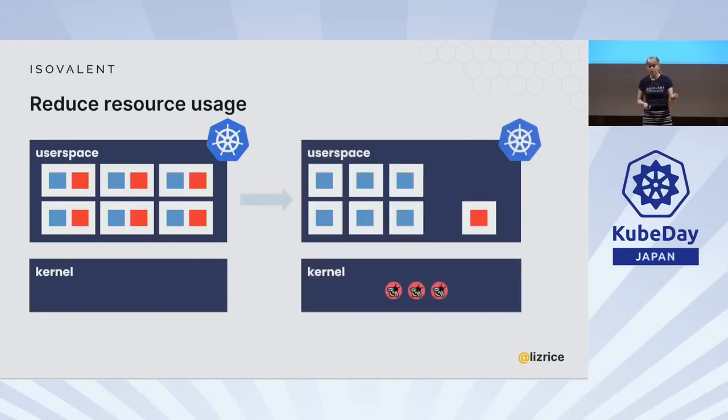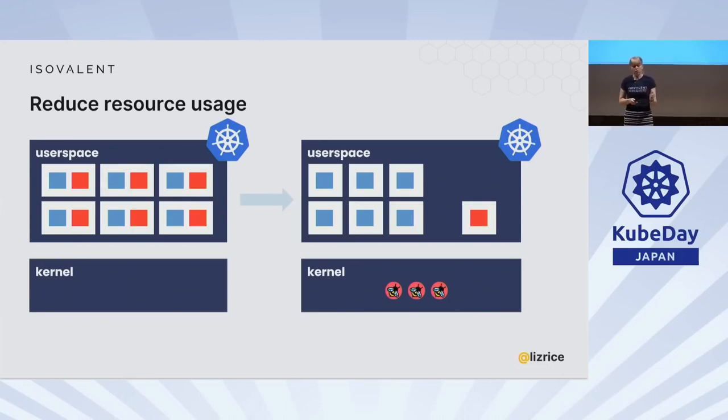In eBPF, we have a concept called eBPF maps. These are data structures that make it very efficient to share data between eBPF programs in the kernel and our user space tooling agents.